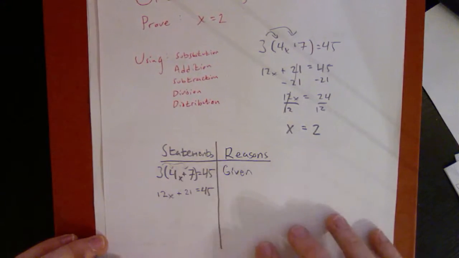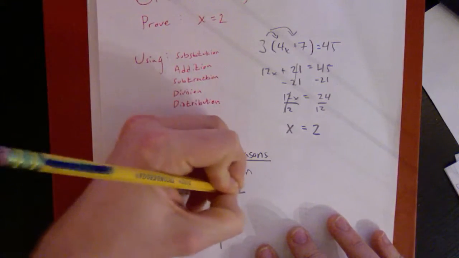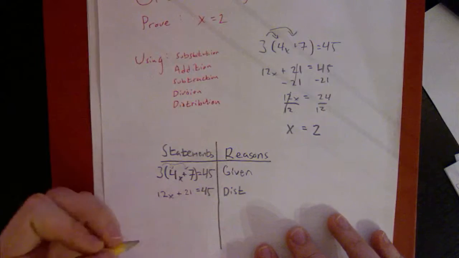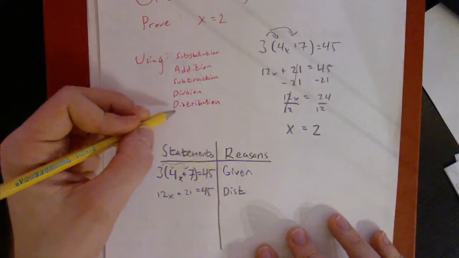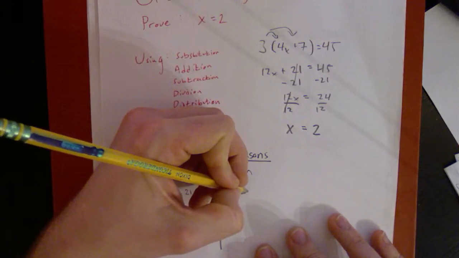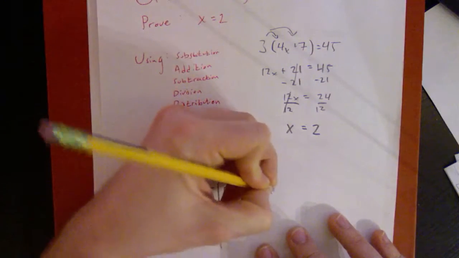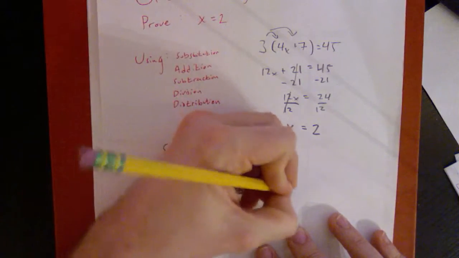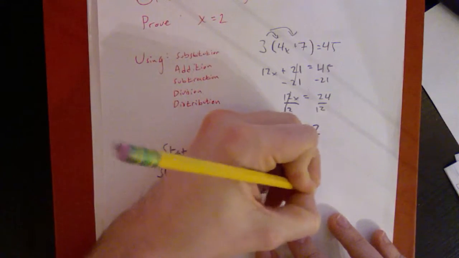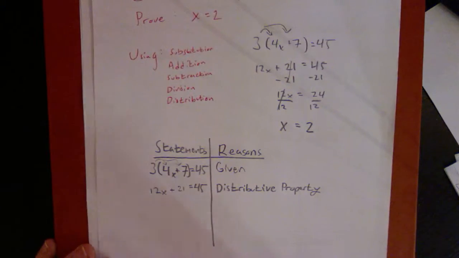The reason I was allowed to do that was by the distributive property. And I'm just going to write dist for the distributive property. I'll write the whole thing out for you for the first time. Distributive property. All right. Next, we just keep solving this problem.